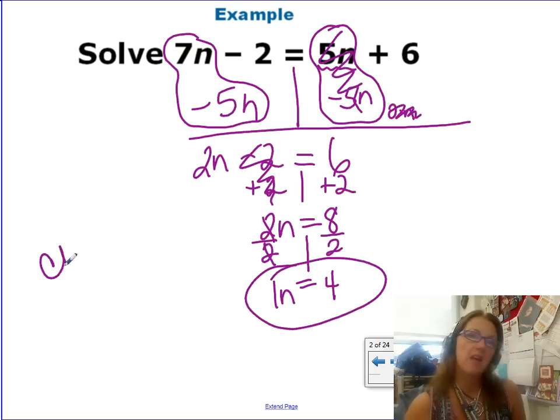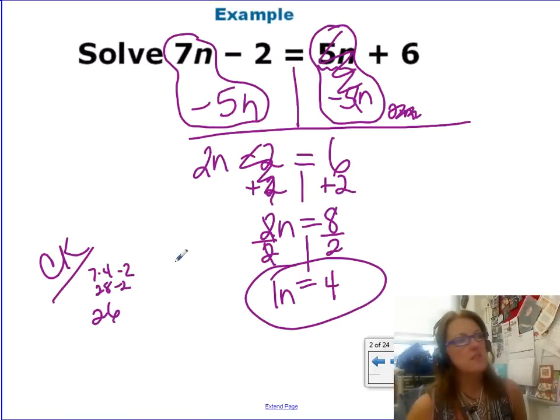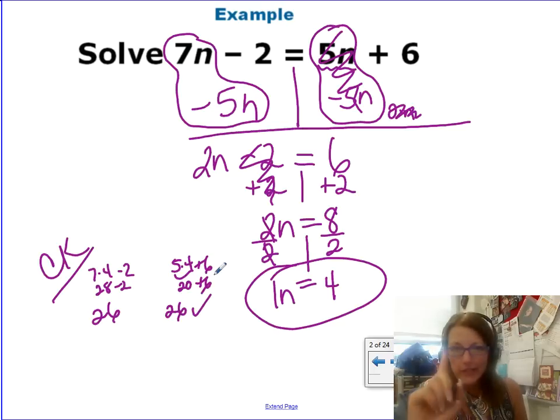You should always go back, grab your calculator, and check. Put a 4 in here and see if it works. 7 times 4 minus 2. That's 28 minus 2. That's 26. On this side, I have 5 times 4 plus 6. That's 20 plus 6. That's 26. Looky there. It worked.